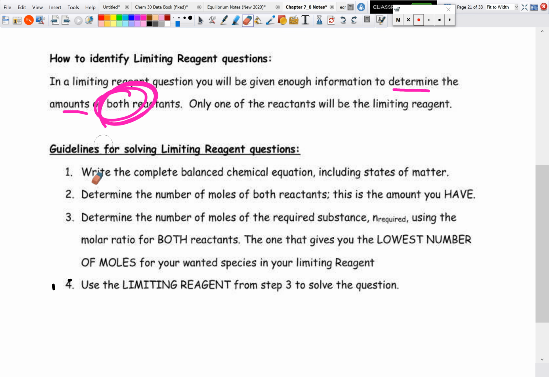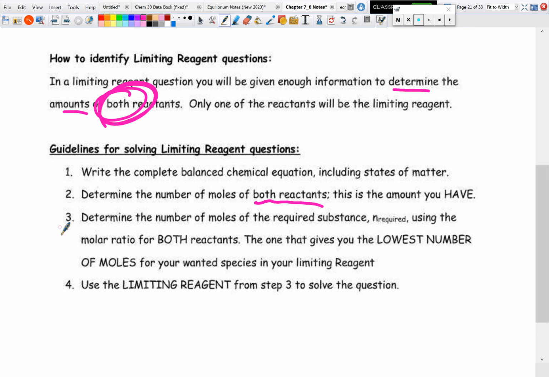When we look at our steps for solving limiting reagent questions, you're going to notice that it is very reminiscent of all the stoichiometry problems that you have done so far. Step 1: write the complete and balanced chemical equation and states of matter. That is what we've done so far with all 3 different forms of stoichiometry. Step 2: determine the number of moles of both reactants. Normally it was only 1 given, whereas this time, because we're going to be given 2, we determine the number of moles of both of them. So we're going to be working with 2 givens.